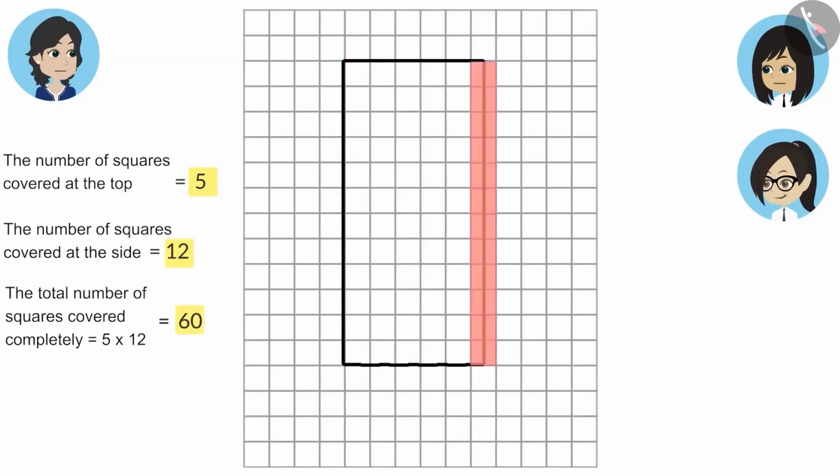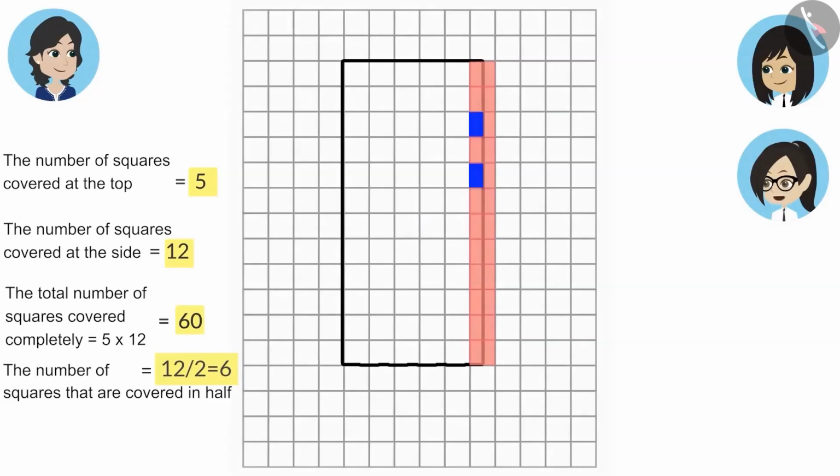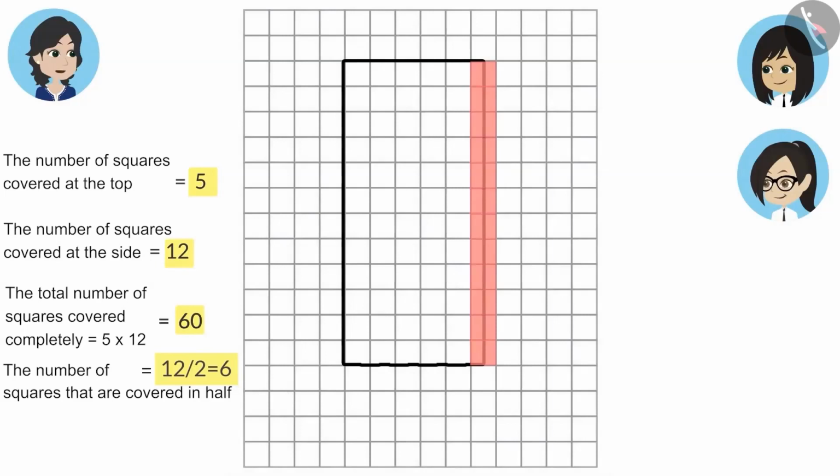Now, Neha, you count the squares that are covered in half. Okay, madam. The squares that are covered in half are 12. Yes. How many full squares are formed with these half squares? Tell me. There will be a total of 6 full squares because we can count 2 half squares as 1 full square. Absolutely correct, Vandana. Now tell me, how many squares are covered by this pencil box? Madam, the total number of squares covered will be 60 plus 6, that is 66.